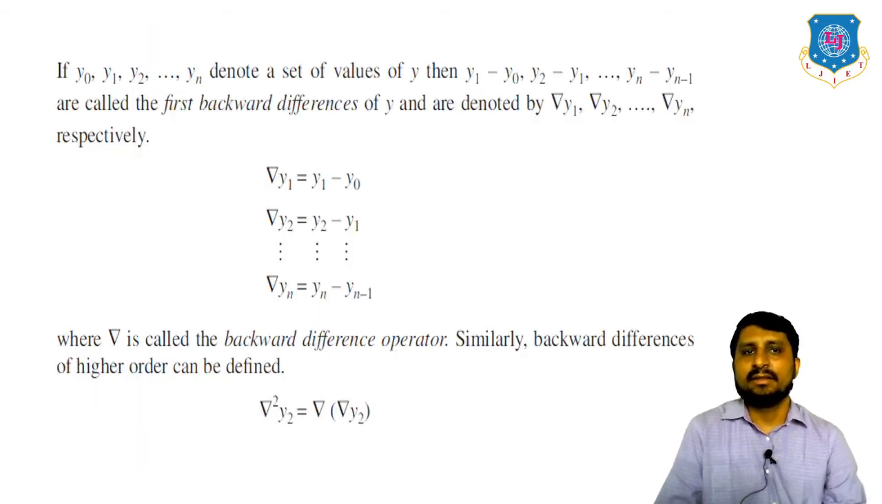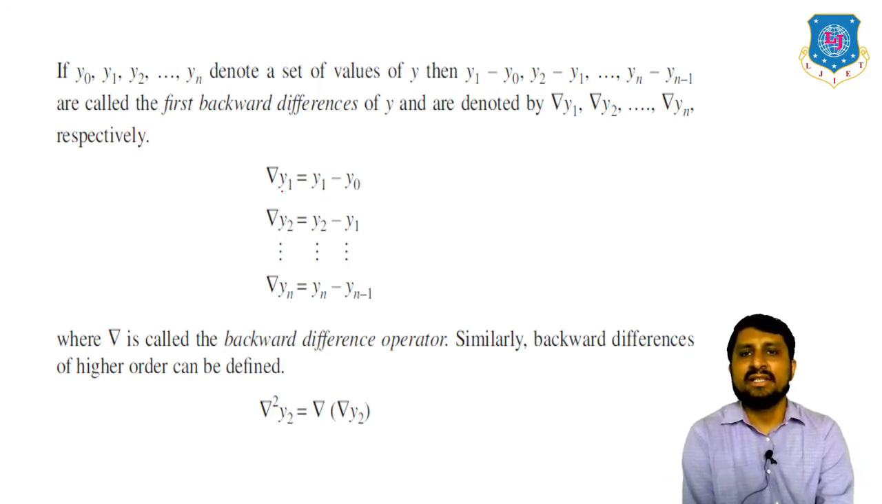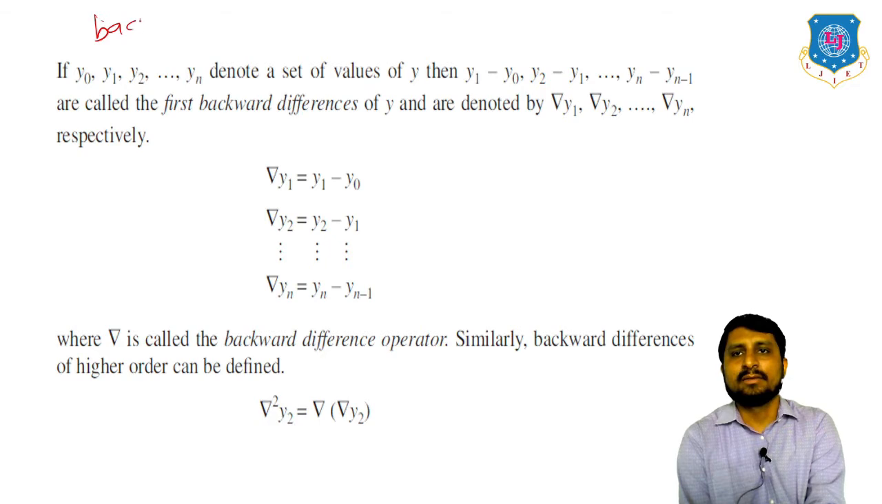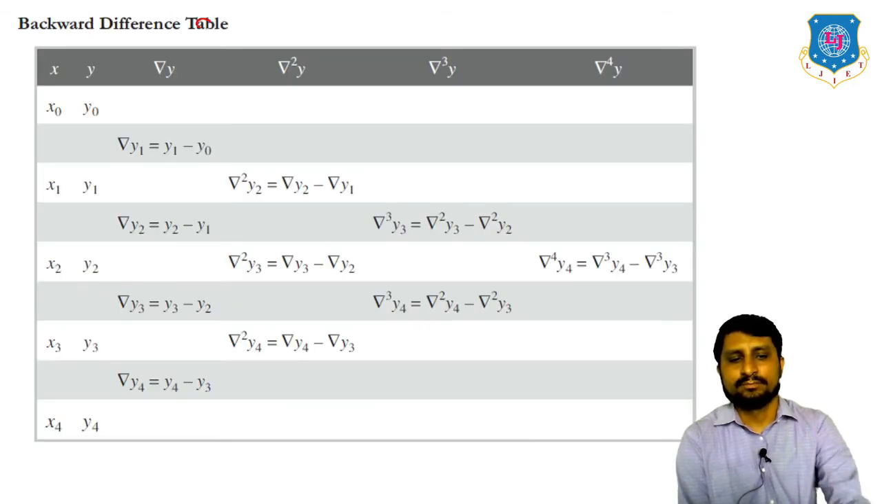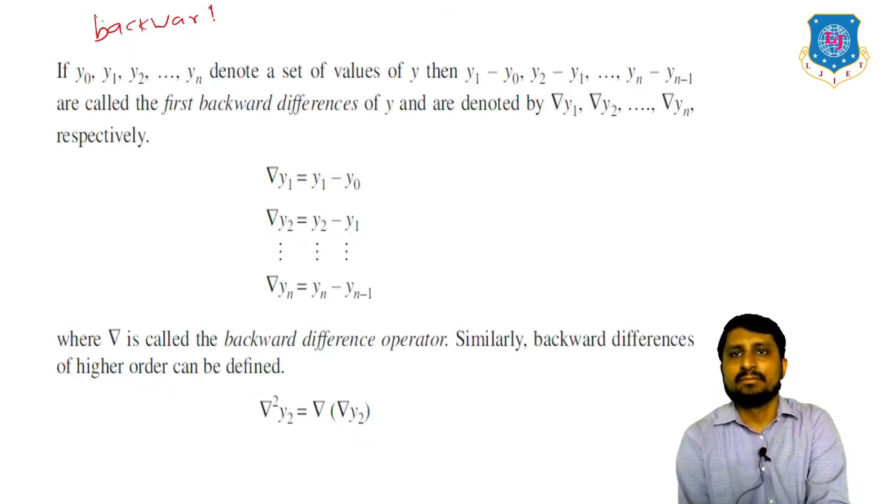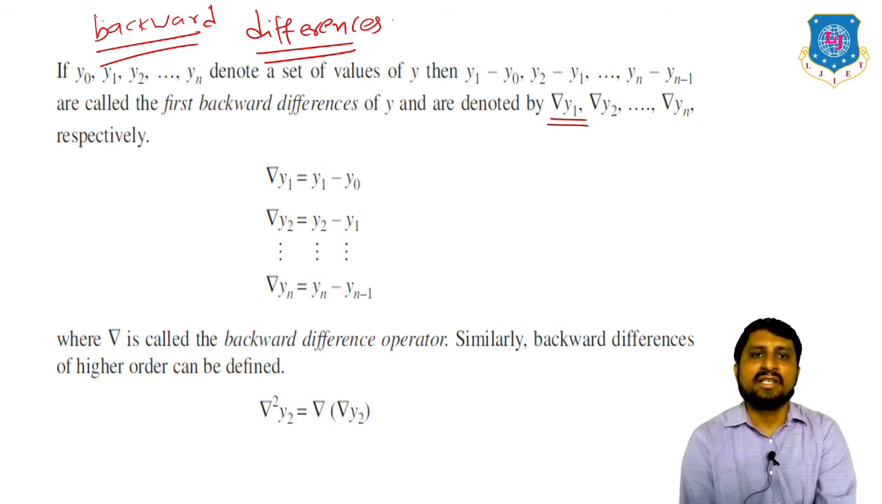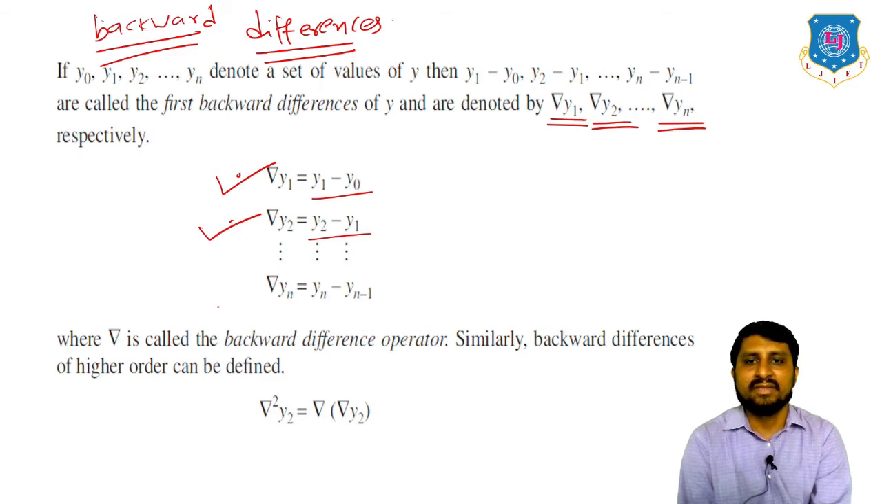Now next I want to explain the backward difference operator. The backward difference operator is slightly changed. In this operator, what is our notation? Nabla. This is the backward difference operator. For backward differences we use this notation: nabla y1, nabla y2, nabla yn. Now what is nabla y1? Nabla y1 is nothing but y1 minus y0. Nabla y2 is y2 minus y1. And nabla yn is yn minus yn minus 1.